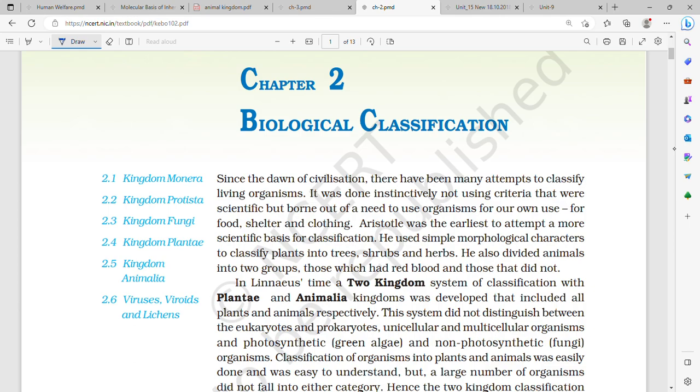So today we'll be again doing another chapter, biological classification, super fast. So without any further ado, let's get started.